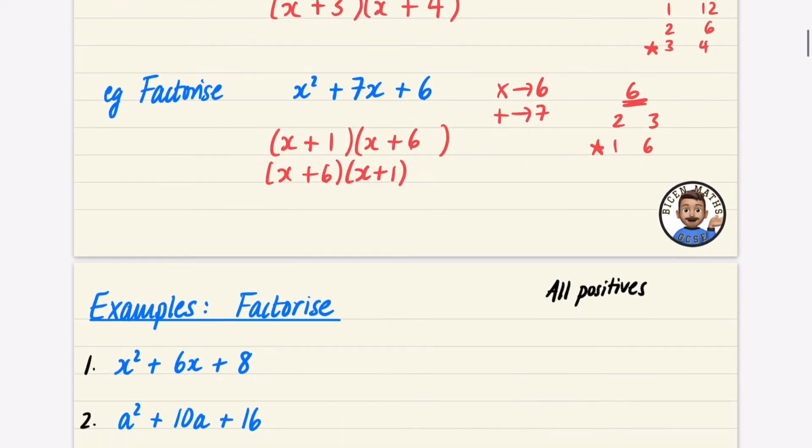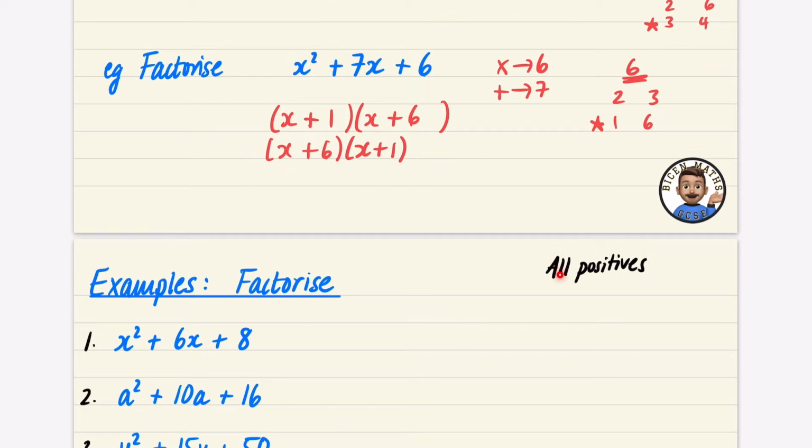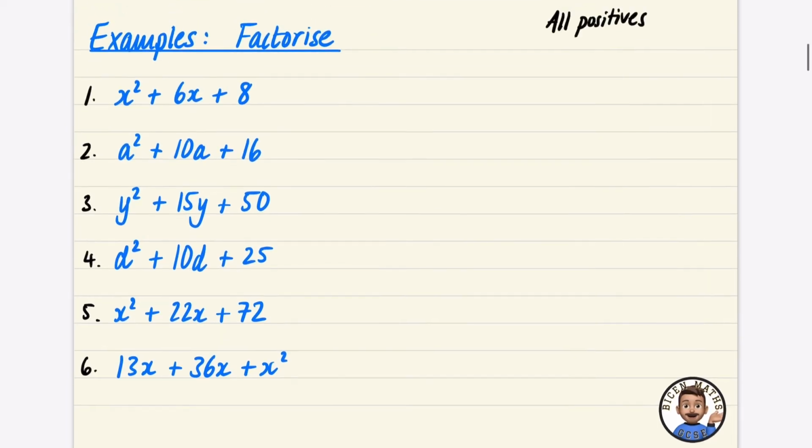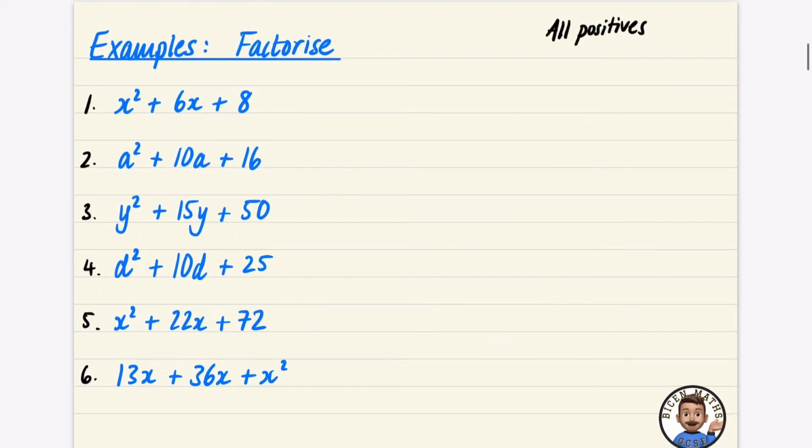So I'm going to do some examples here where all of the numbers are going to be positive, so there's only going to be plus signs, and then we're going to have a look at some of them where there are some negatives coming up as well. Okay, so for this example, we want two numbers that multiply to give 8 but add to 6. So for 8, we can either have 1 times 8 or 2 times 4. So I think the 2 and the 4 are going to be the ones that add to 6. So it's going to be an x plus 2 and an x plus 4.